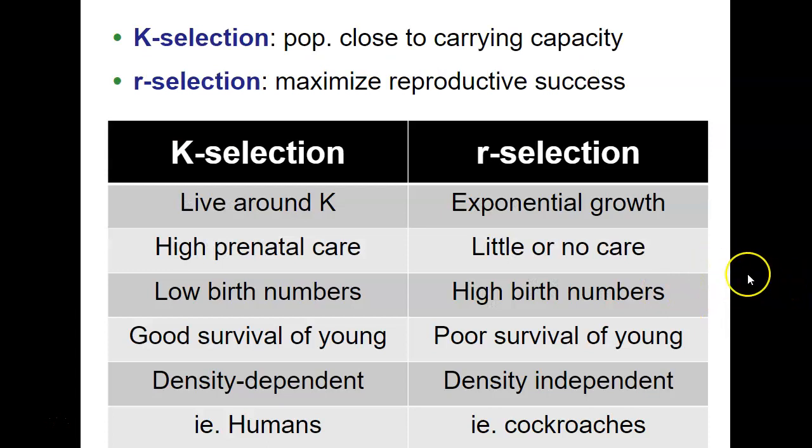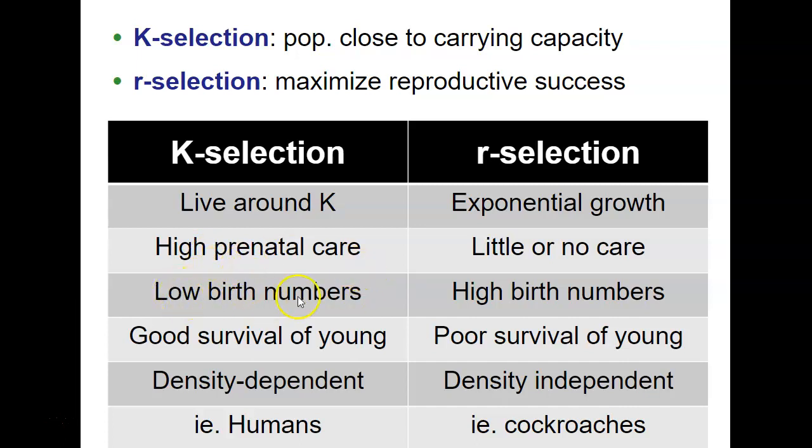All right. So the last thing here is two different types of selection. And there is K selection, which is related to K for carrying capacity. So K selection is for populations that are close to carrying capacity. They live around that K value. So because of that, they oftentimes have high parental care. Thinking about kind of like humans, the parents invest a lot in keeping their young alive.